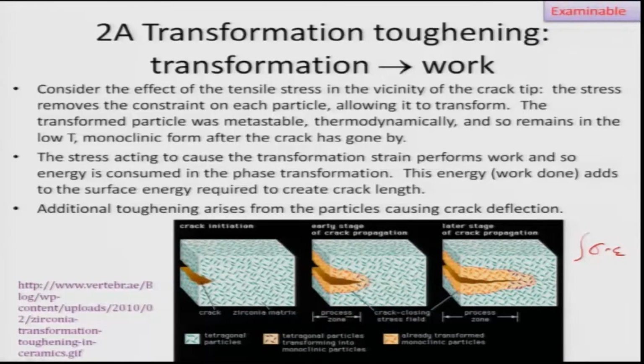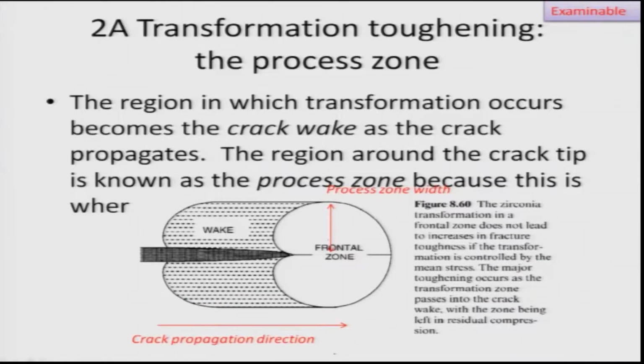Here you see this is the transform zone, which is transformed to monoclinic particles, and even when the crack has moved, the monoclinic transformed regions remain. Okay, so that is another aspect which you should keep in mind. And this is exactly showing the same thing. The region in which the transformation occurs becomes a crack wake. As the crack propagates, the region around the crack tip is known as a process zone. Just to let you know, this is the wake which is transformed, and this is the frontal zone which is yet to transform.